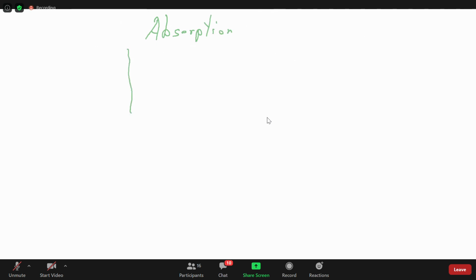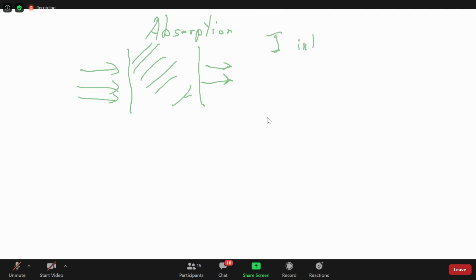So let's say we have some medium in here. We have light coming in, and we have a little bit less light coming out, right? Because some of it was absorbed. So I will call that the intensity. Same thing, same usage as before.